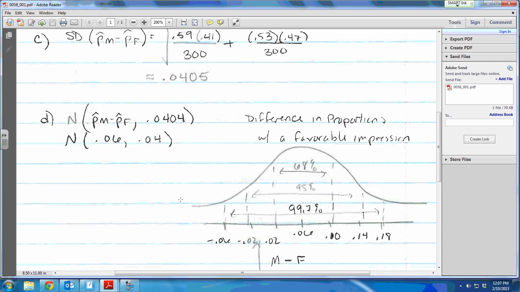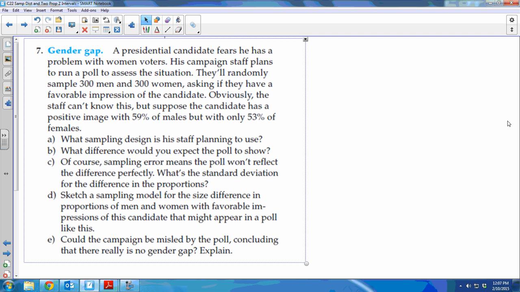This is just showing, again, the difference in proportions. So the difference in proportions is going to be somewhere between 2% and 10% for the within one standard deviation of the mean. Okay? Now, the last question is a good question. So we're getting to some good stuff we're going to talk about tomorrow, too. And E, could the campaign be misled by the poll, concluding that there really is no gender gap? If there's no gender gap, what would the difference be? 0, right? And we're going to use 0 a lot when we start doing hypothesis testing tomorrow.